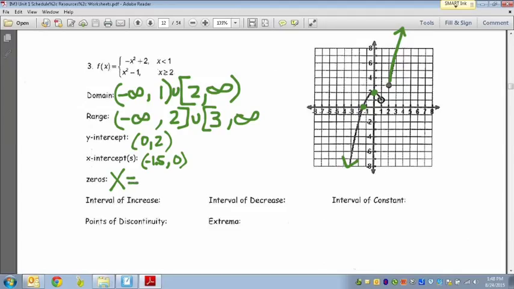Where does the function f of x equal 0? At x equals negative 1.5. So that's what it wants for the zeros. So one of the zeros of the function is negative 1.5, which is the x-intercept there.